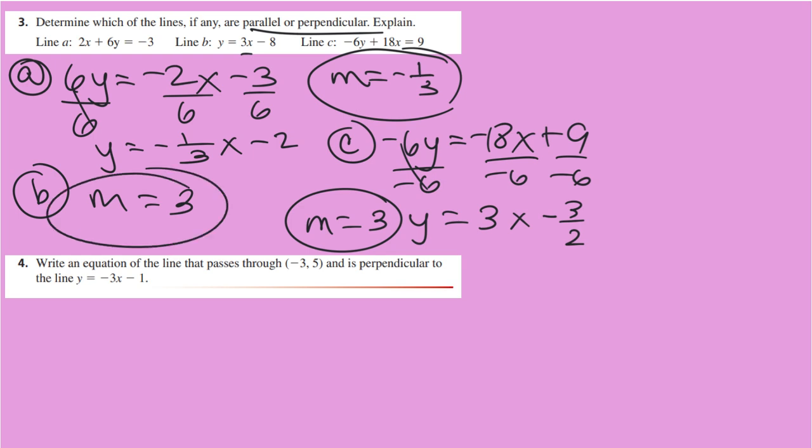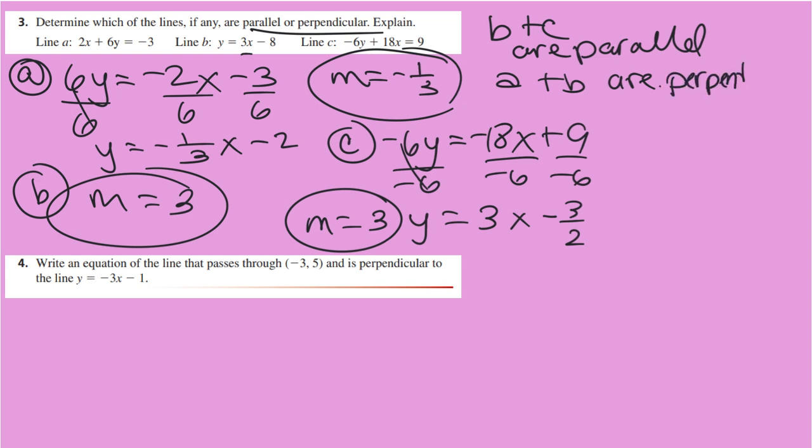What do I have here? I can see that B and C are parallel, correct? And I can see that A and B are perpendicular, and what else? A and C are also perpendicular.